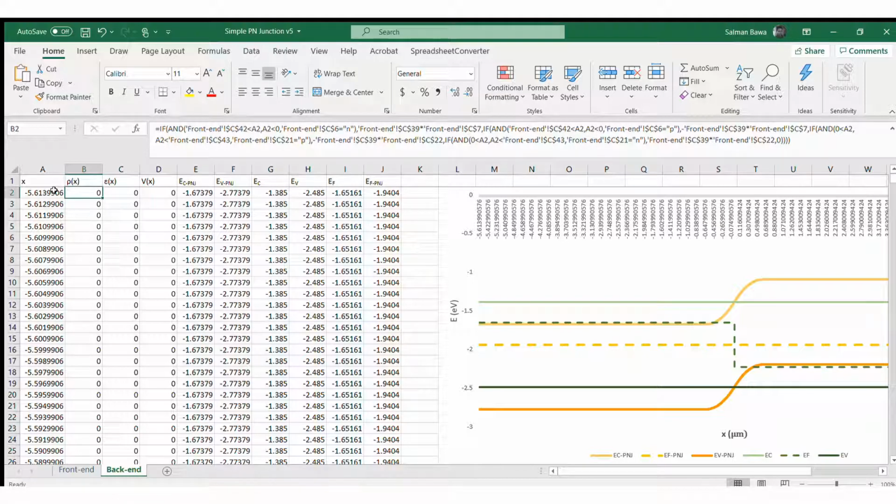Then for values of x that are between 0 to the width of the depletion region on the right-hand side, and if the right-hand side is p-type, give the value of minus q times n sub a, and if it's n-type, give q n sub d. Else, for all other values, the charge density is 0.